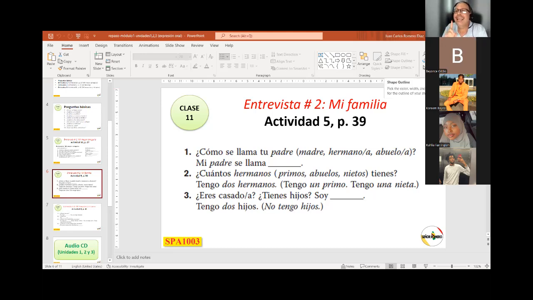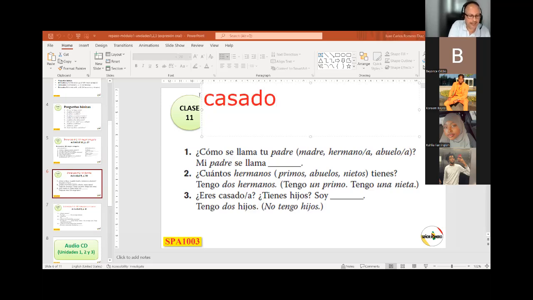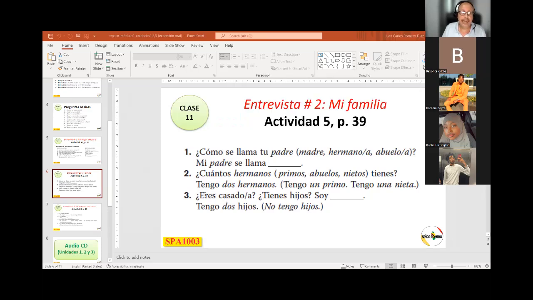3. ¿Eres casado? And there are 2 words that are pretty similar in Spanish. Casado and cansado. Casado means married. You are married. And cansado means tired. So, eres casado means, are you married? Sí, soy casado. Or you can say, sí, estoy casado.